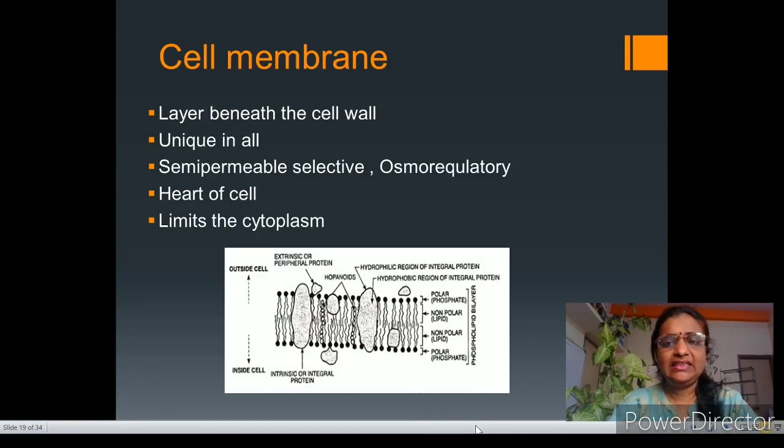Now let us see the second layer of the bacterial cell, that is the cell membrane. Cell membrane is also called plasma membrane. It is also called cytoplasmic membrane as it limits the cytoplasm, or it is also called periplasmic membrane because it is surrounding the plasma of the cell. Now it is functionally very different from the cell wall. Cell wall only offers protection.